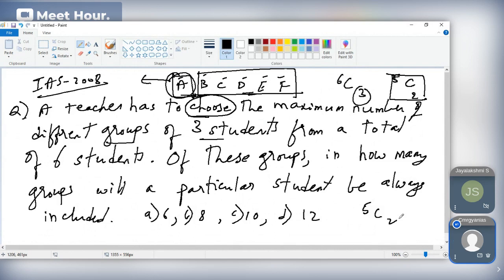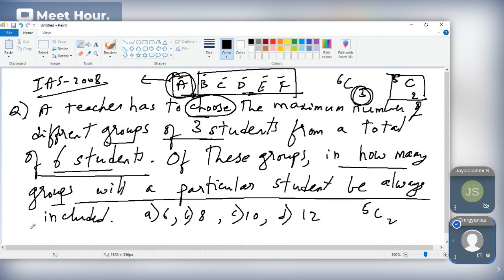I'm not getting the second part, sir. Always one will be included. I'm not getting that part, sir. See here, I'm telling there are totally six students, where we should select a group of three people. And the question says in how many ways the group can be formed where a particular student will always be included. So let us say one particular student is always there.